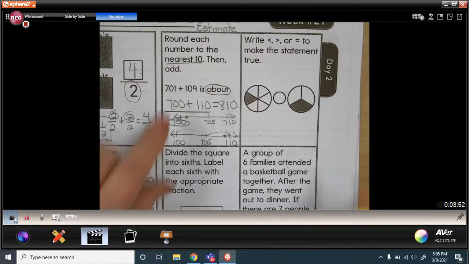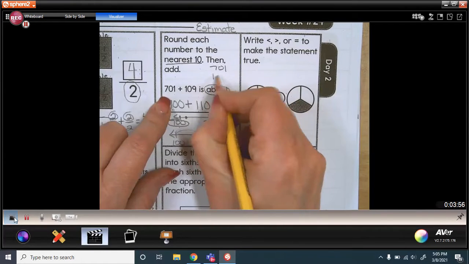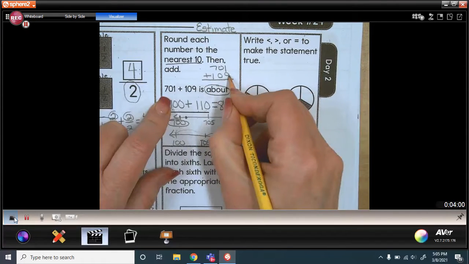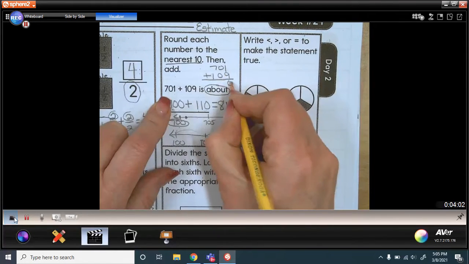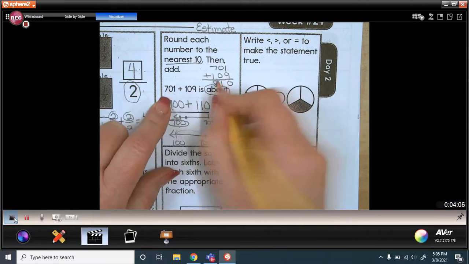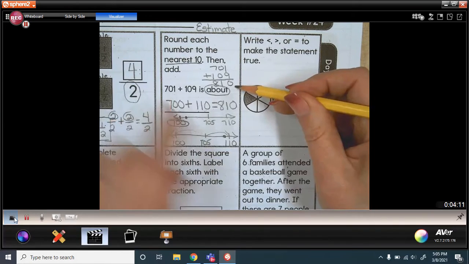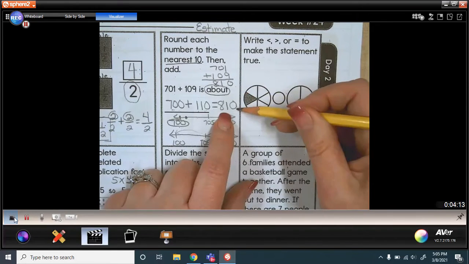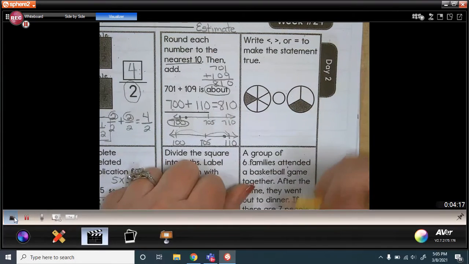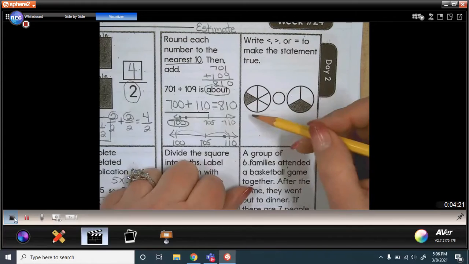Now, exactly how much would my sum be? Well, I could just add these together to get my sum. 9 plus 1 more is 10, so that means I have 10, and 700 plus 100 is 800. So it just so happens that my exact sum is also going to be my rounded sum. That's a coincidence. That doesn't happen very often. So we can see that these are really close to each other, right?